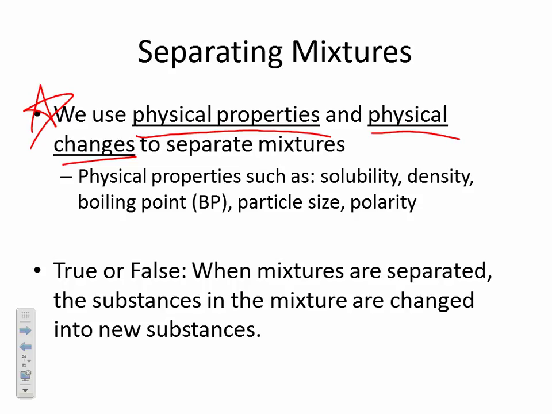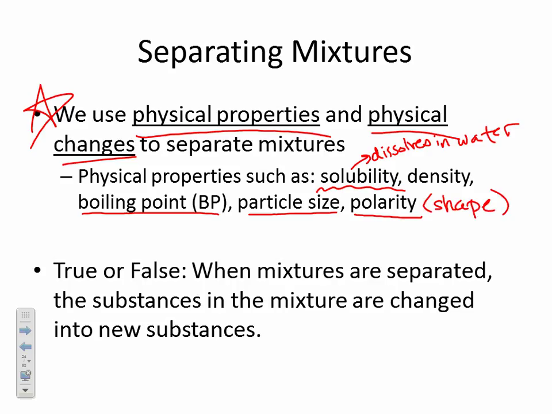But in chemistry, if you're talking about a mixture that's on a particle level, you could use differences in what is called solubility. So that means how well something dissolves in water. Does it dissolve in water? Because there are things that do not dissolve in water. Density, which you have seen before. Lighter things that are less dense versus things that are more dense, you can separate them that way. Boiling point. Now remember, boiling point is a physical property. Phase changes are all physical properties and physical changes. Particle size, and something called polarity, which essentially is down to the shape of the molecule.